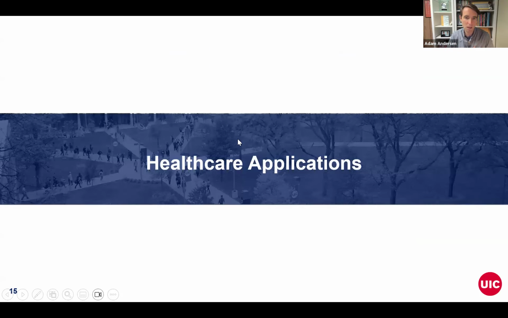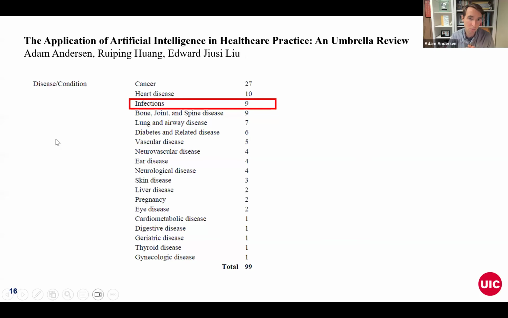Now the next thing I wanted to talk about is other applications of AI in healthcare practice. One example, again from this umbrella review that we did, shows all of the different diseases and conditions that have been studied in these reviews. You can see the top two are cancer and heart disease, which actually makes sense because these are two top causes of death across the world. So of course, these diseases are of big interest to AI researchers.